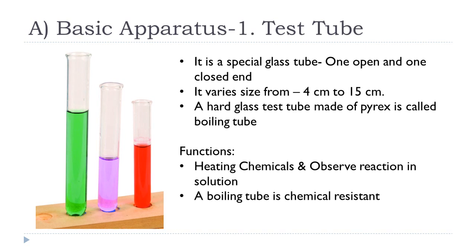First apparatus, test tube. It is a glass tube. It has one open and one closed end, and the size varies from about 4 cm to 15 cm. And one more tube is there. A hot glass test tube made up of Pyrex is called a boiling tube. What is the meaning of Pyrex? It is a glass. It is heat resistant and also chemical resistant. It is a hot glass.